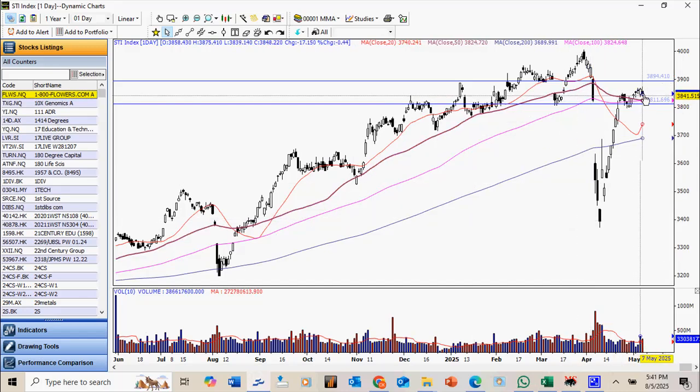So going forward, we'd like to observe to see what happens. If we can just hang sideways and hold above 3,800, that will be positive. Otherwise, breaking 3,800 will be negative, and it may move down to test the 200 days again.